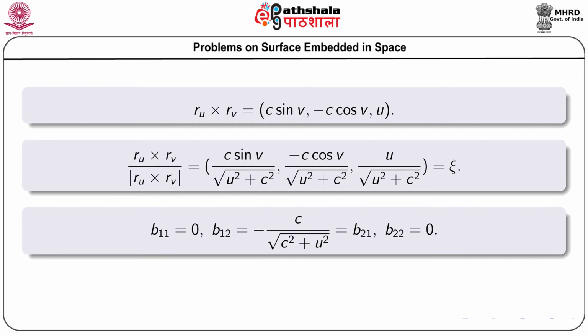So, B 1 1 is the dot product of R u and xi u. So, if you find the value of xi u and xi v from the above expression, and take the dot product of R u and xi u, we get B 1 1 equals 0. You can easily calculate these things. B 1 2 is equal to minus c by root over c square plus u square, which is equal to B 2 1, and B 2 2 is also equal to 0.